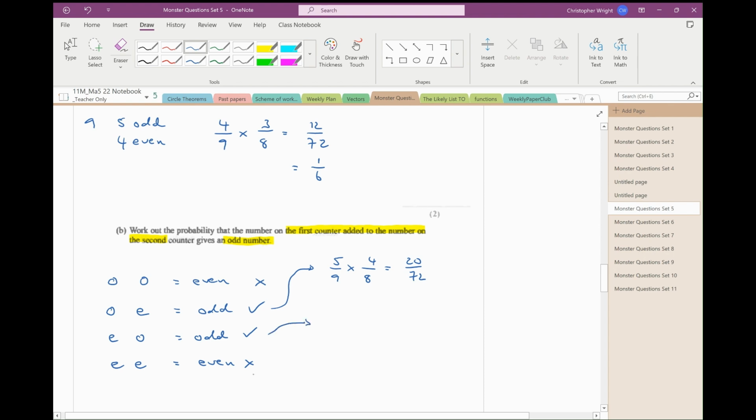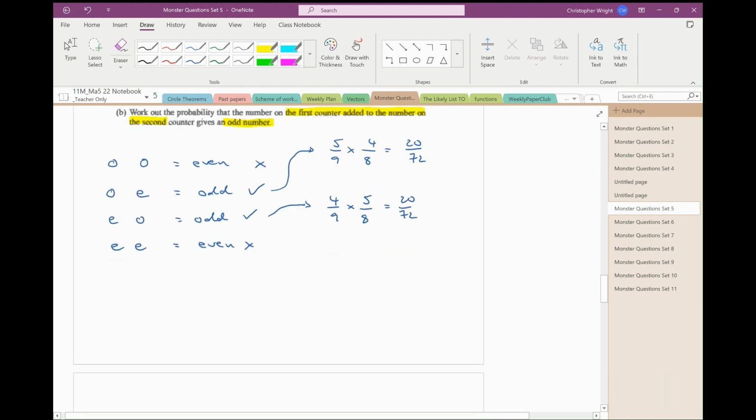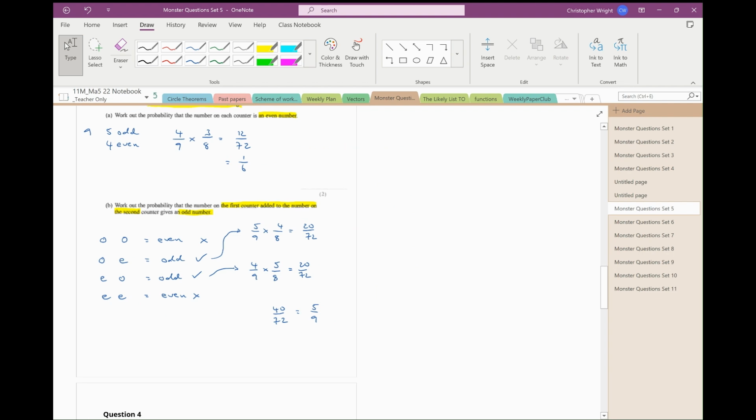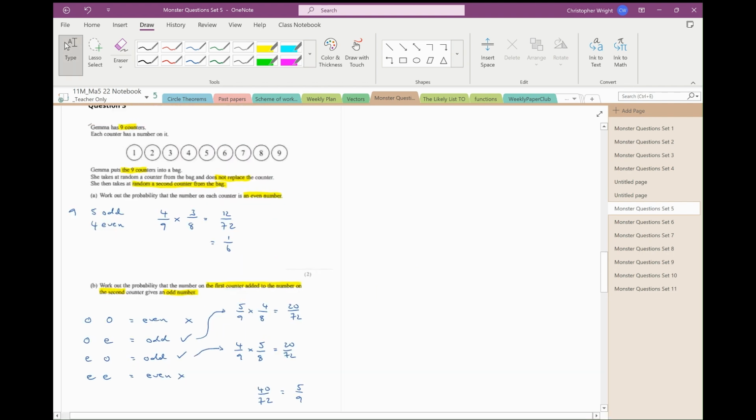Right, let's have a look at the second possibility here. The chance of the first one being even is 4 out of 9. She doesn't replace it, so there are 8 left. Okay, and 5 of those 8 would be odd. So 4 out of 9 times 5 out of 8 is another 20 out of 72. So altogether, the probability of one or other of those events happening is 40 out of 72. I divide top and bottom by 8, then I get the answer 5/9. Right, there is that sorted.